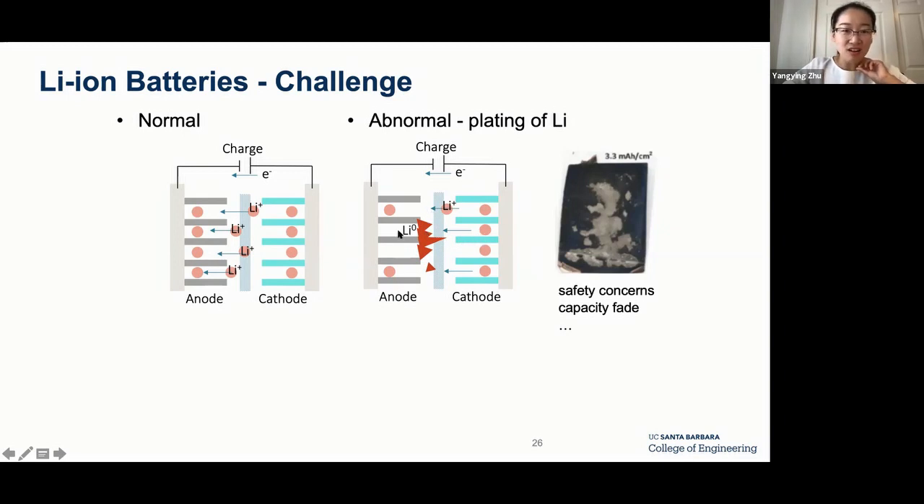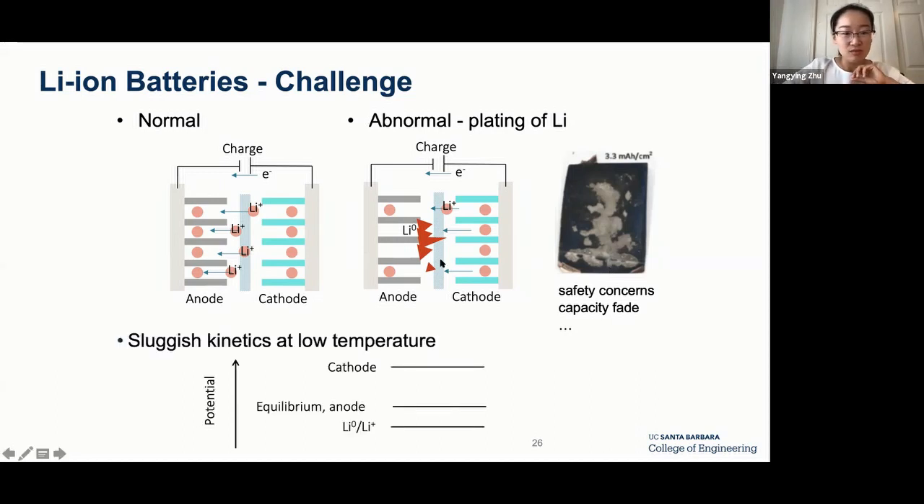And instead of intercalating into the graphite, the lithium ions plate as lithium metal on the substrate. And you can see, right, this is the graphite anode, and you have lithium metal. And that is really bad because the lithium metal can pierce through the separator and cause shorting. You also get capacity fade. So there are lots of concerns.